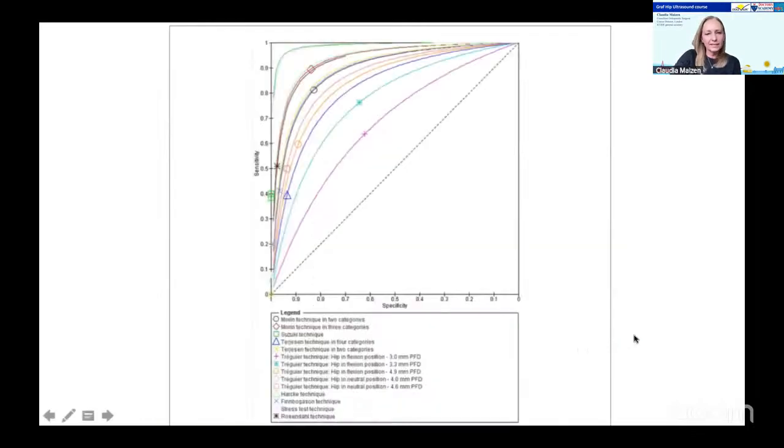So all those techniques that were evaluated in this review, just plotted here: the Morin technique with 2 categories, the Morin technique in 3 categories, the Suzuki technique, Thiersen technique, the Treguier technique, that's the pubofemoral distance. They found different papers using different distances as the limit to normal, and also different positions of the baby's hip, when the hip is in flexion or in neutral. They also evaluated the Harcke, the Bogeston, the stress test technique, and the Rosenthal technique.